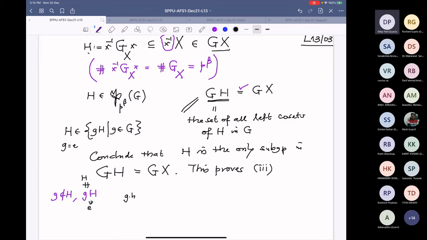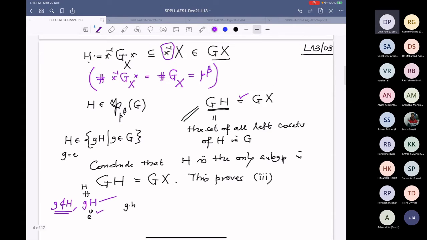Okay. So therefore, this cannot be a subgroup. And that is true for every G not in H. That means every coset other than H cannot be a subgroup. Okay, sir. And we are done then. Agreed? Still you have doubt, you can ask me. No, sir, it's clear. Very good.